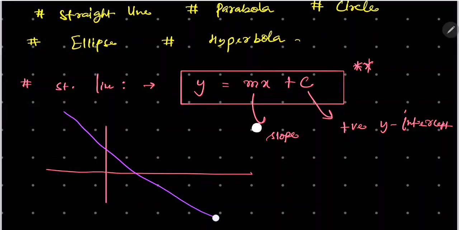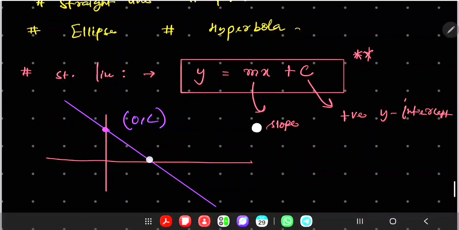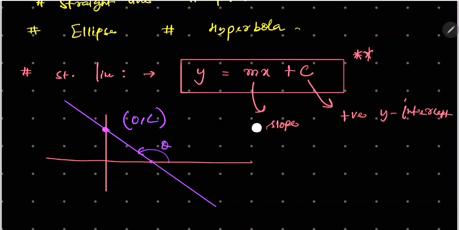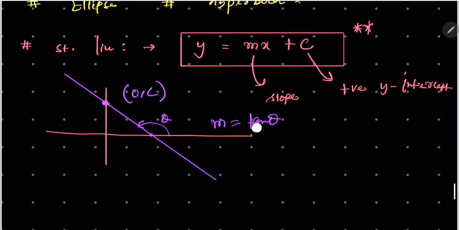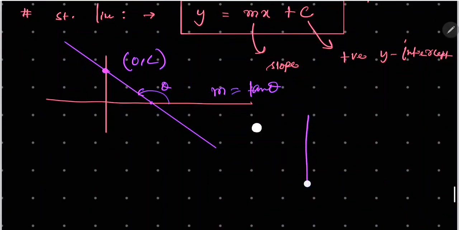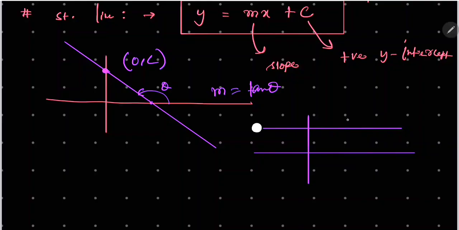Let's say we have a graph like this, where it is cutting this one. So this will be 0 comma c, and from here you will get theta, and m will be obtained by tan theta. Mind it.